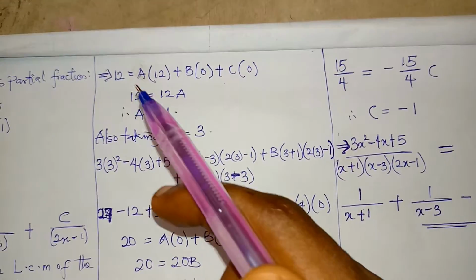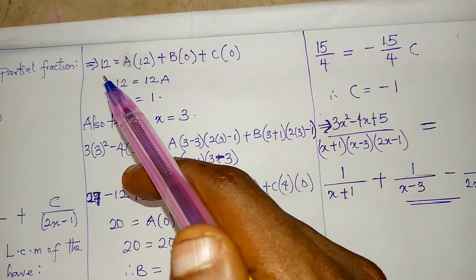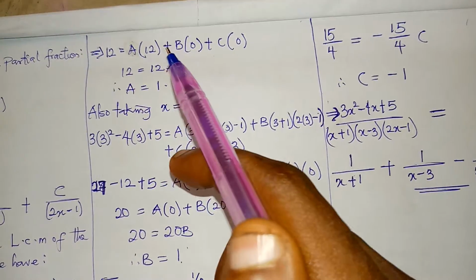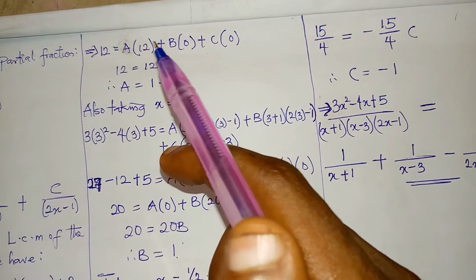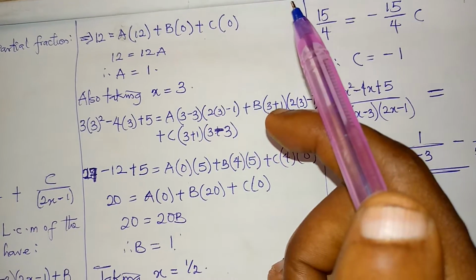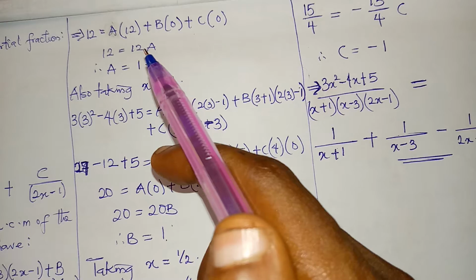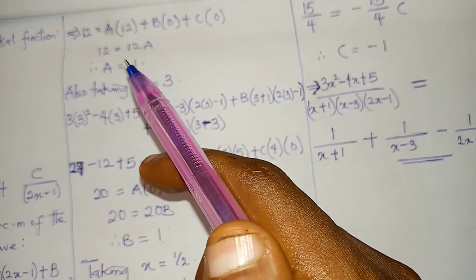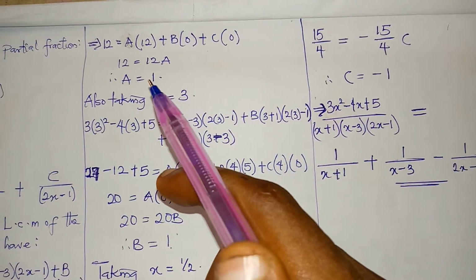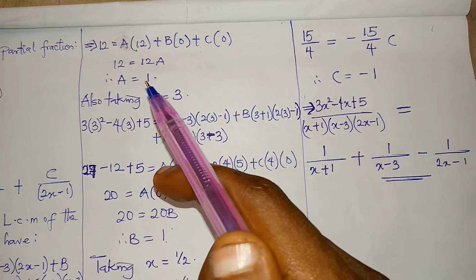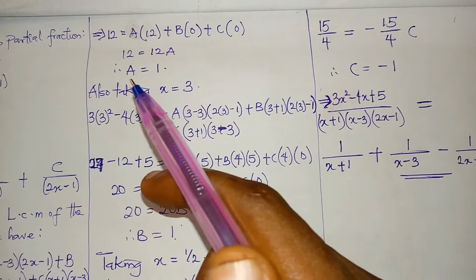So that's why we have it at x equals 3 plus 4 plus 5, which gives us 12 equals a into bracket 12 plus b into bracket 0 plus c into bracket 0. And that gives us 12 equals 12a. So meaning that my a equals 1. And that's how I got my a.